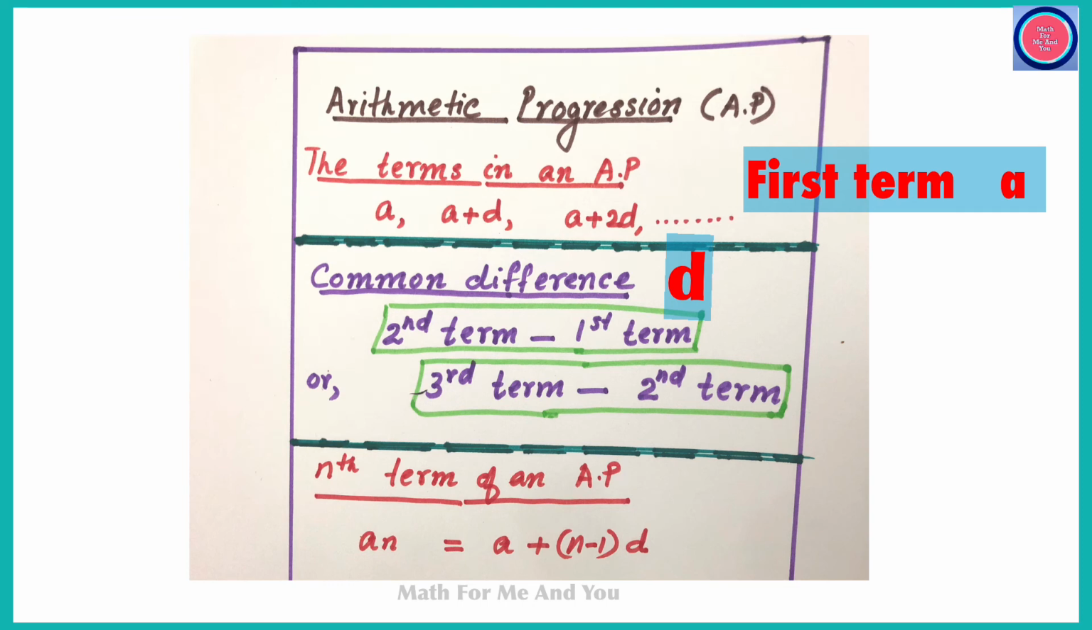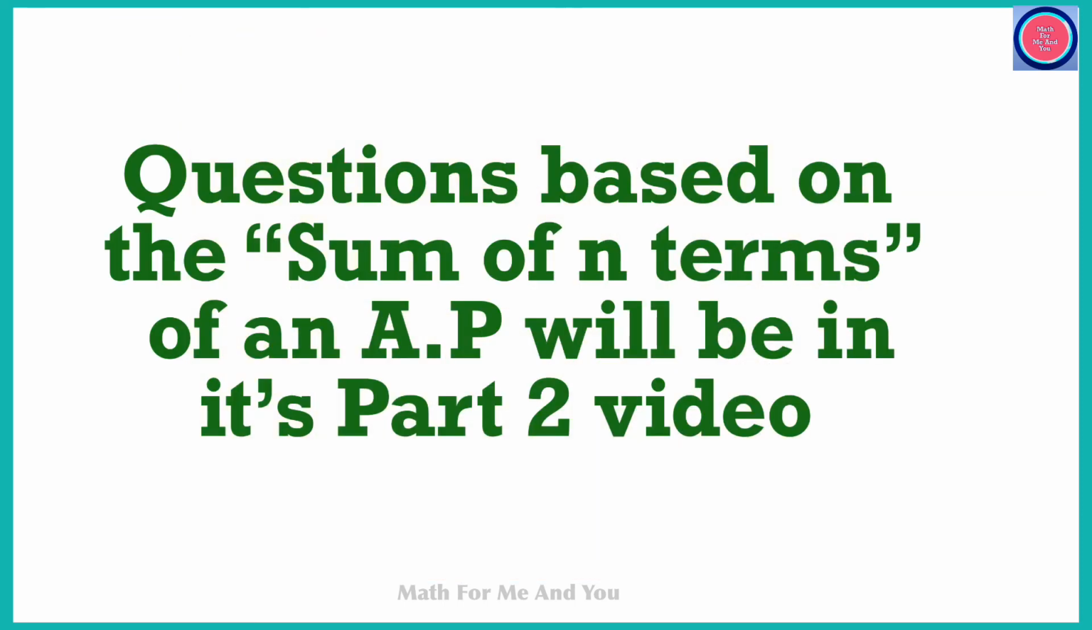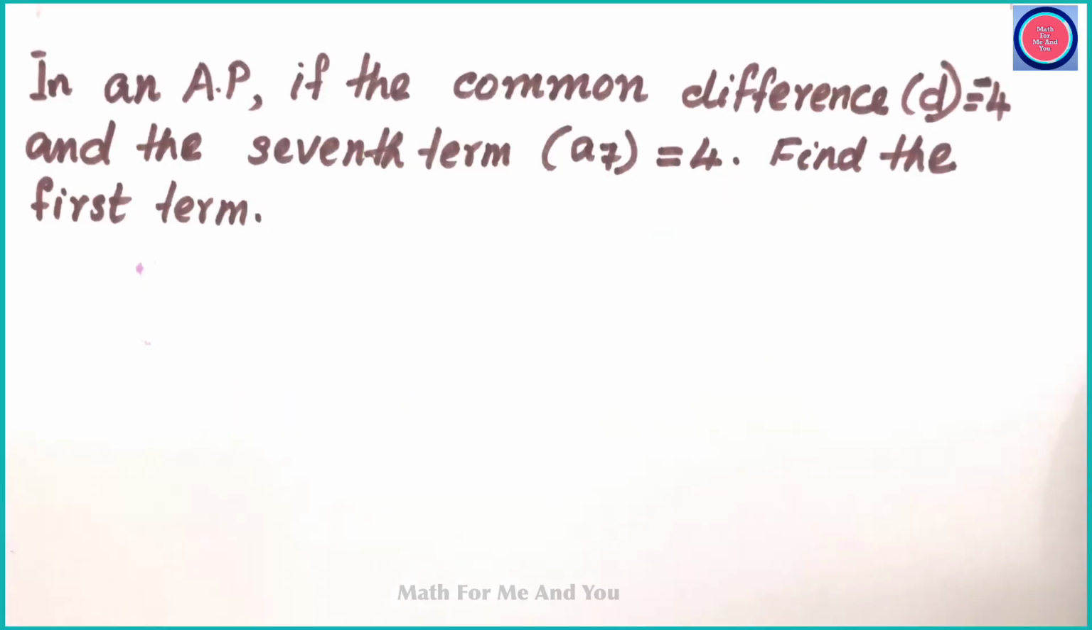How can we find common difference D? We can use the formula second term minus first term or third term minus second term. How can we find the nth term of an AP? An, the nth term, we can calculate using the formula A plus (n minus 1) into D. Questions based on sum of n terms of an AP will be in its part 2 video.